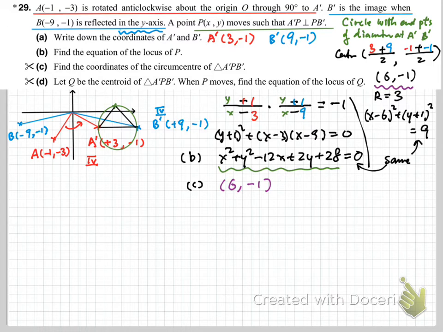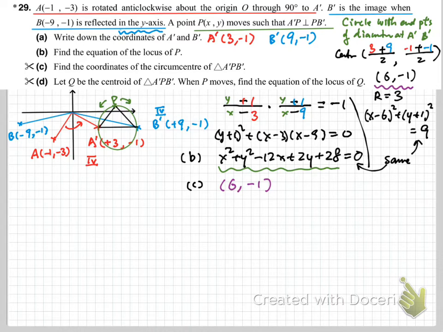Okay. Now part D is interesting. Let Q be the centroid of this circle. Find the equation of the locus of Q as P is moving. P moves, alright, left and right, counterclockwise or clockwise. So the circle APB is changing. As it changes, there will be the centroid Q, right? The centroid Q is also moving. So what is the path traced by point Q?